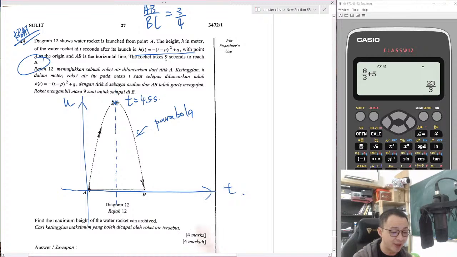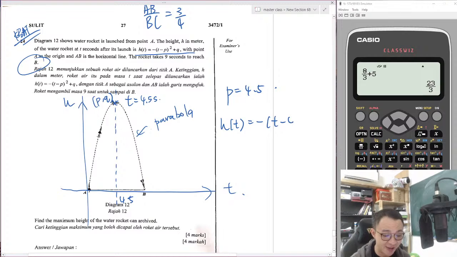So because of that, I understand my t here should be my maximum point, isn't it? Because if you complete the square, you can take out the maximum point. The maximum point is what? (p, q), right? So because this t over here is 4.5, I know my p value equals 4.5. Okay, so if you can understand that, then we'll form a new equation: h equals negative (t minus 4.5) squared plus q. Right now the question asks me to find the maximum height, which is q here. q will be the maximum height.